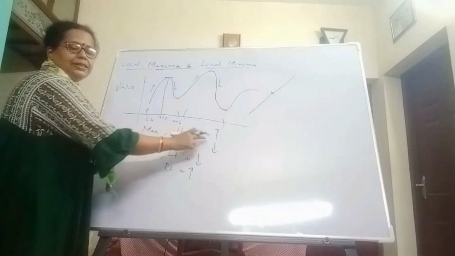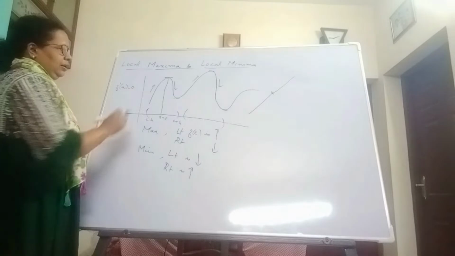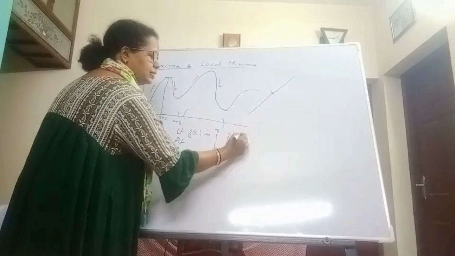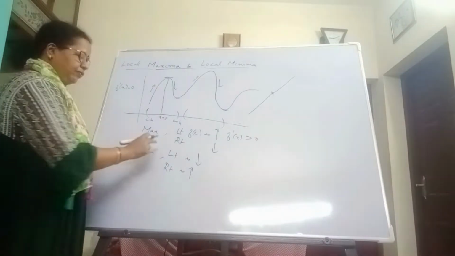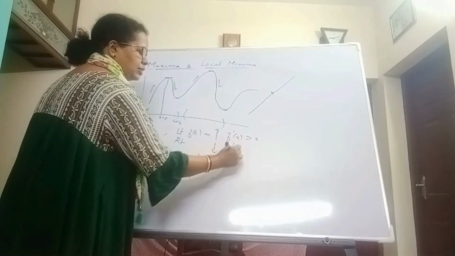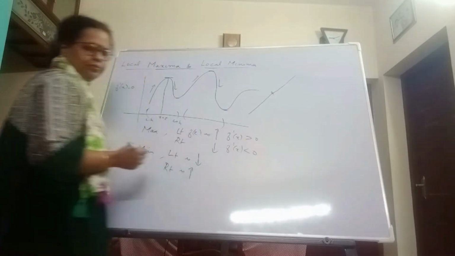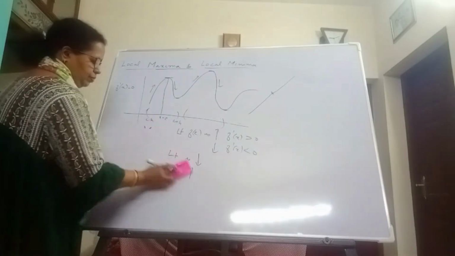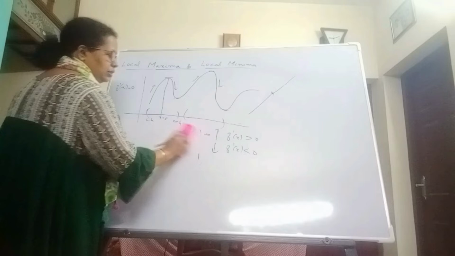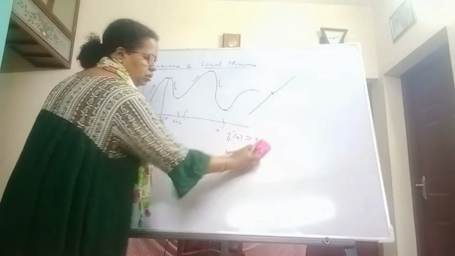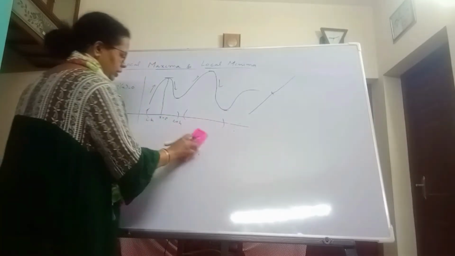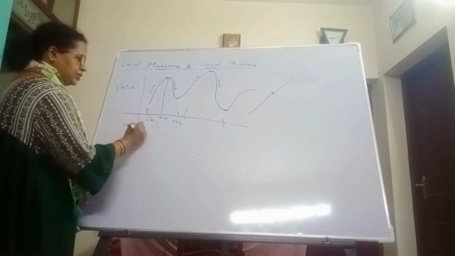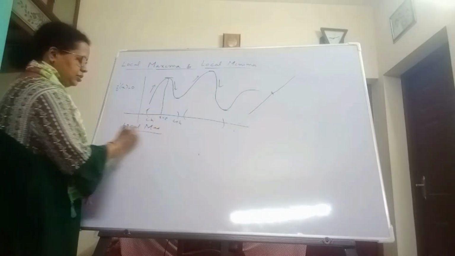Now left side is increasing. How will we check it? Where we have learned for increasing functions, f dash x is greater than 0. And for decreasing function, f dash x is less than 0. So let us understand what are the conditions for maxima. 3 conditions you have to check for maxima. What are the 3 conditions? So for local maxima, what are the 3 conditions to be checked?